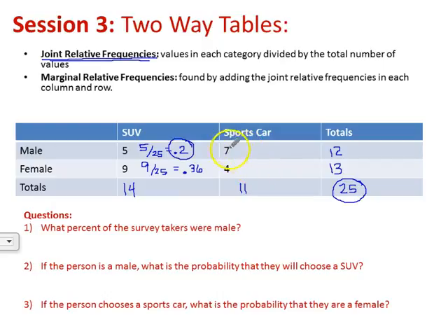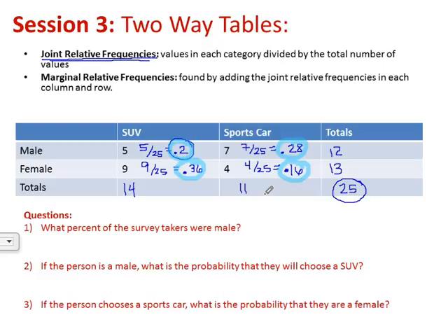So I'm going to keep going. 7 divided by 25, plug that in my calculator, I get 0.28. And 4 divided by 25, divide that, and I get 0.16. So all these numbers here, these are all my joint relative frequencies. So the decimals are my joint relative frequencies.